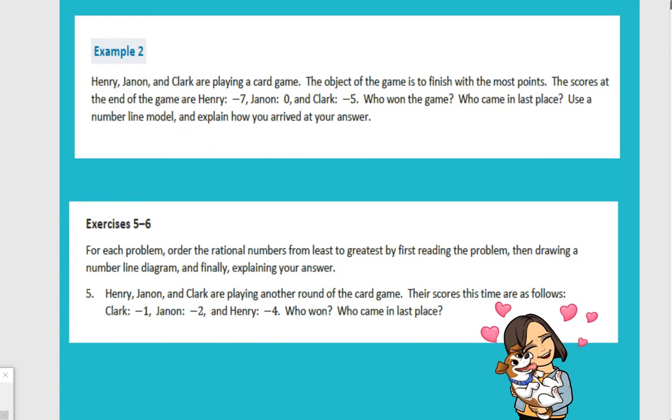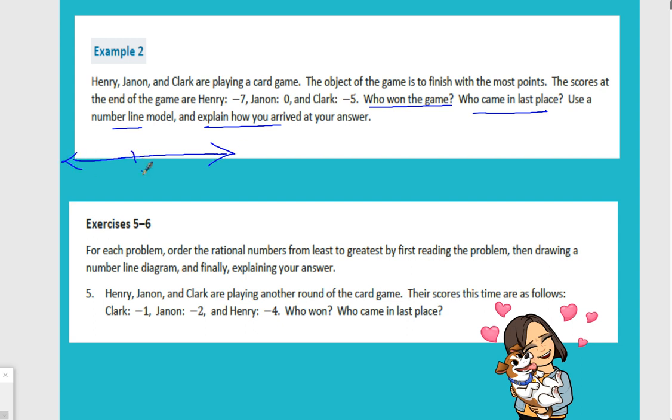All right, Henry, Janan, and Clark are playing a card game. The object of the game is to finish with the most points. The scores at the end of the game are Henry, -7, Janan, 0, and Clark, -5. Who won the game? Who came in first place, or who came in last place? Use a number line model and explain how you arrived at it. So we have more than one thing to answer. Who won, who came in last, and then explain after I use a number line. So let's go ahead and start with our number line.